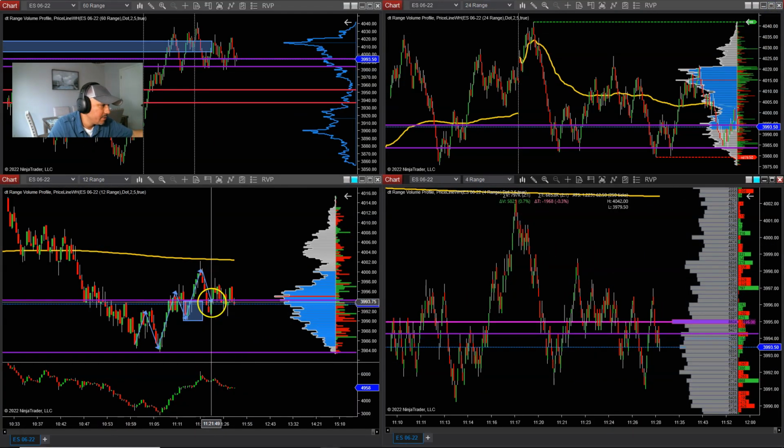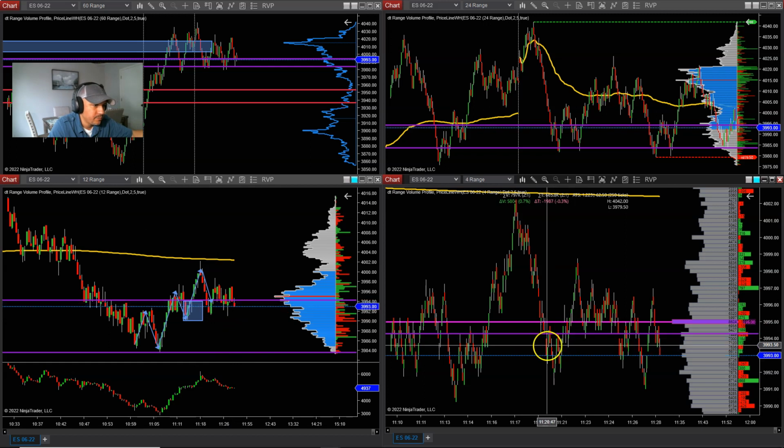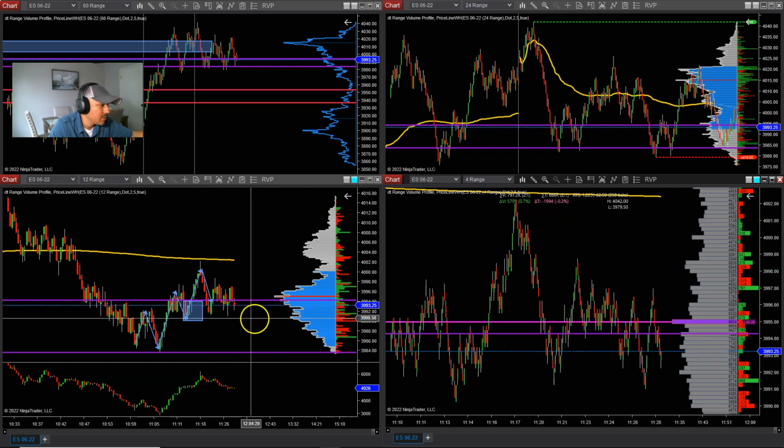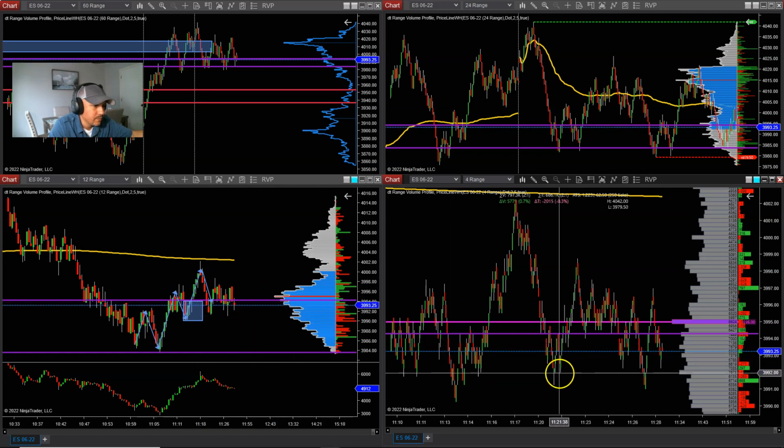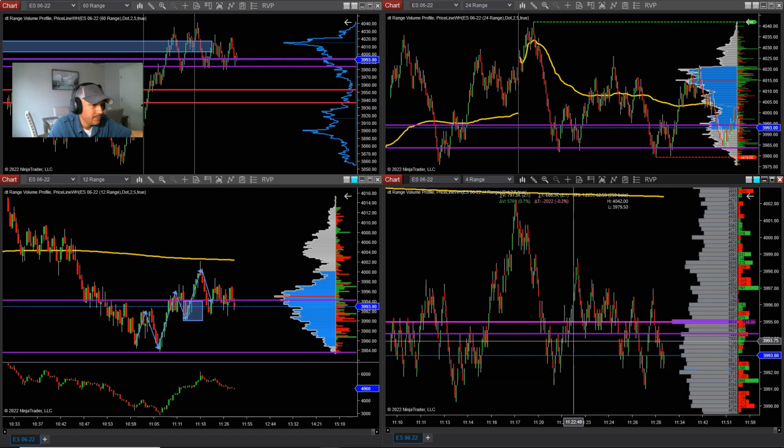What time was this right here? 11:21. All right, see it? It's probably going to push lower, guys. Moving sideways right here, building volume in this area. Yep, it looks like it may try to. We'll see.